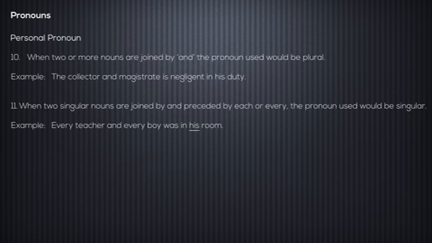Tenth, when two or more nouns are joined by "and", the pronoun used would be plural. For example, "the collector and magistrate is negligent in his duty", because here the sentence means that the collector and magistrate is the same person. Eleventh, when two singular nouns are joined by "and" and preceded by each or every, the pronoun used would be singular. For example, every teacher and every boy was in his room.